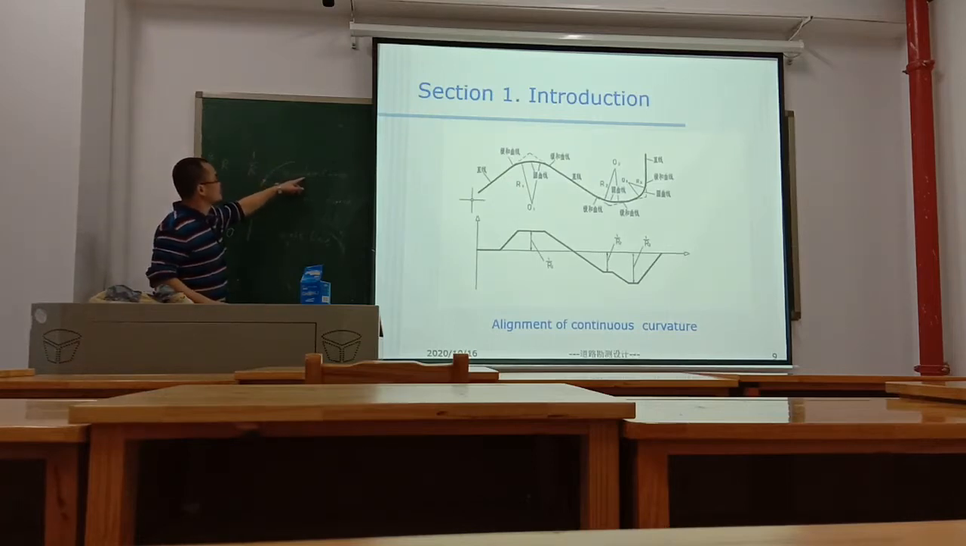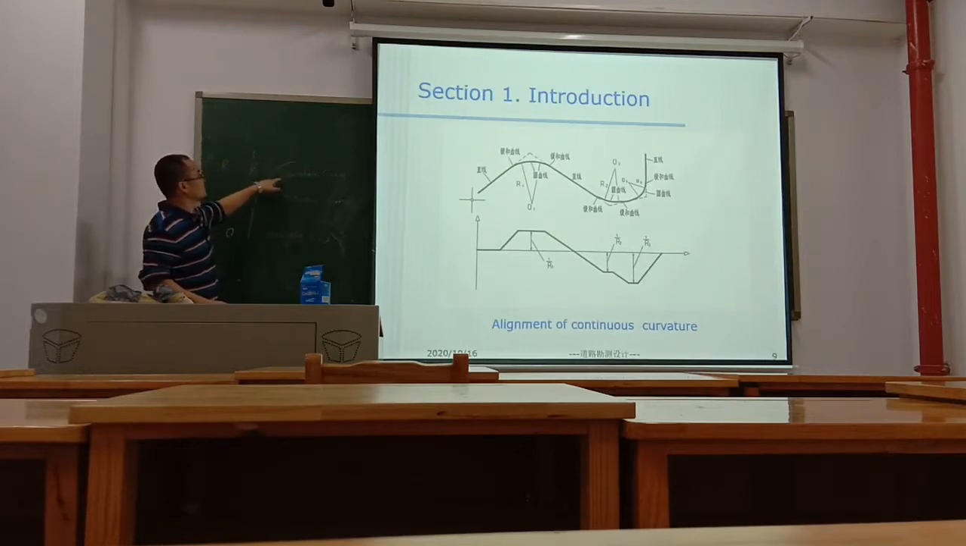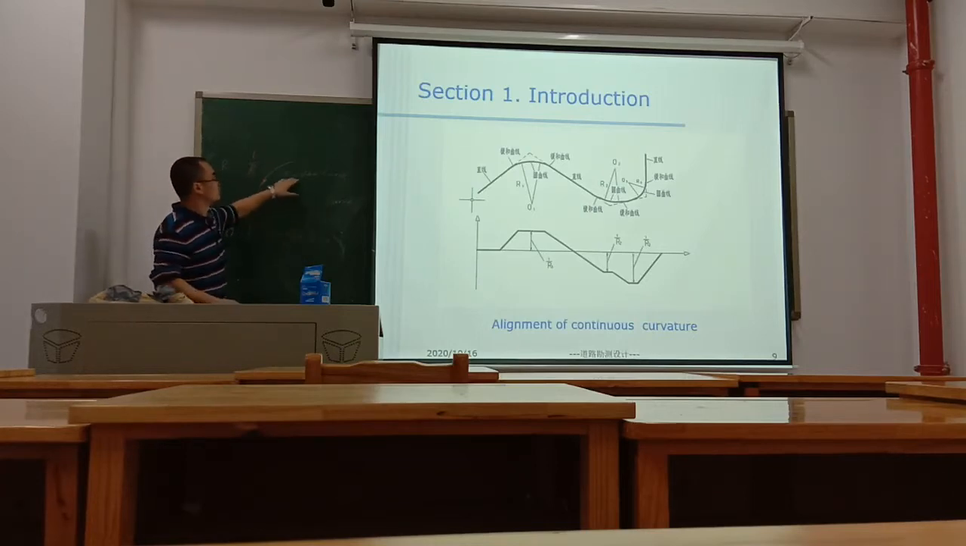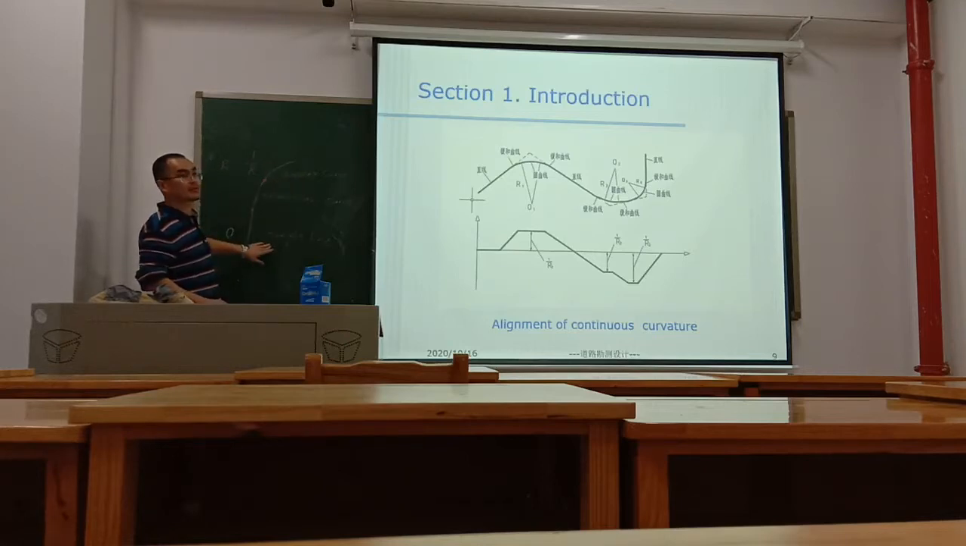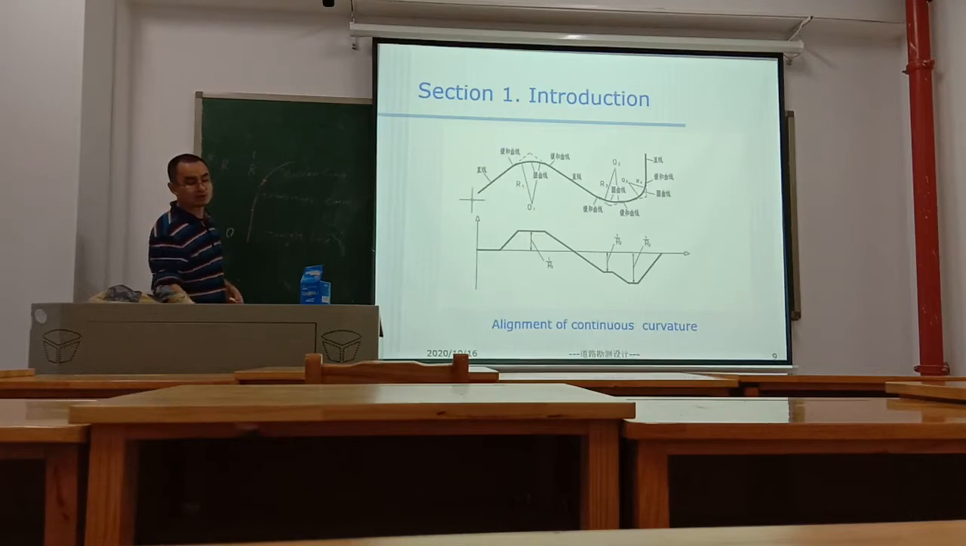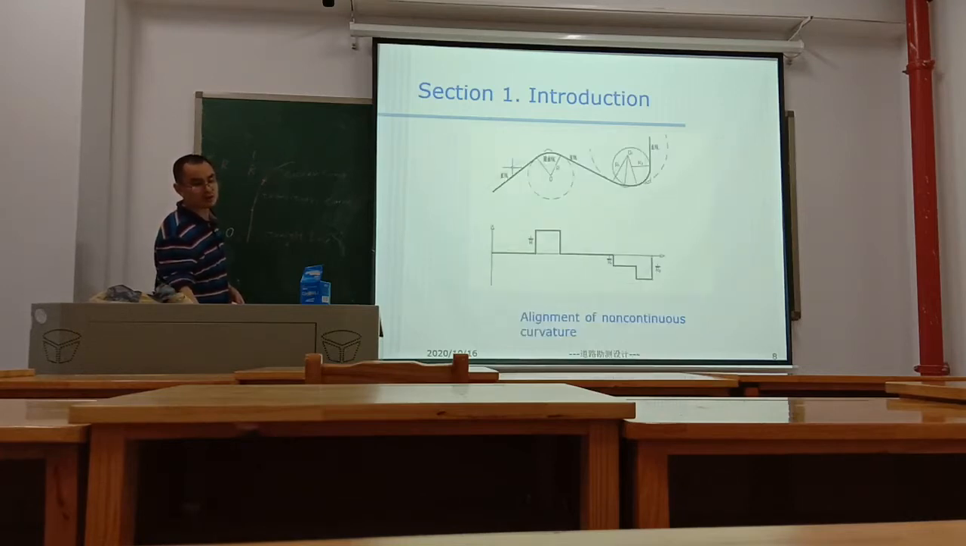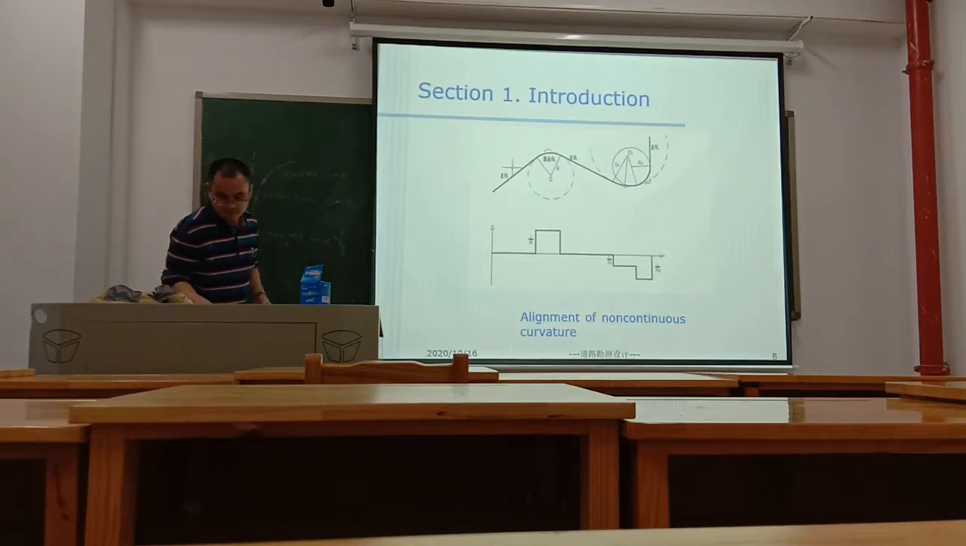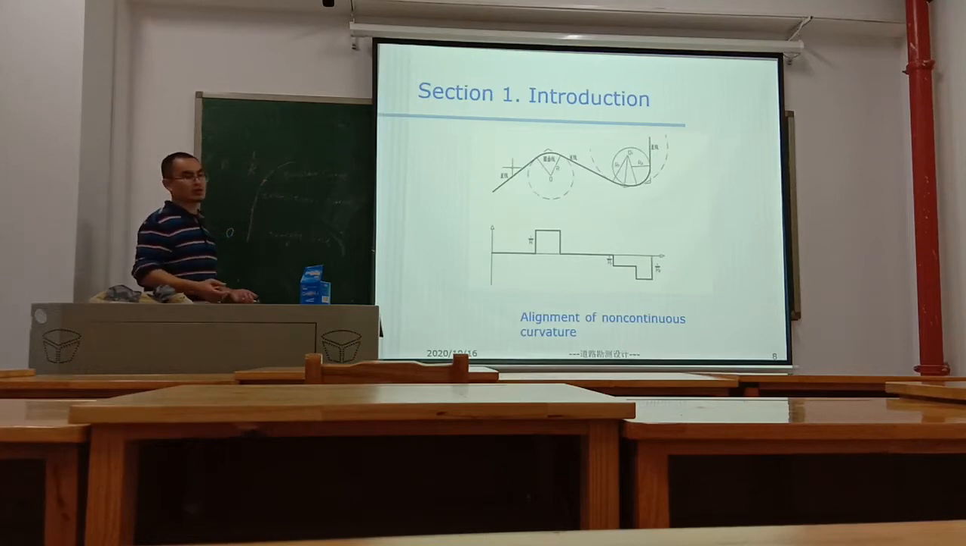The coverage of a circular curve is 1 divided by R. So if there is no transition curve between the circular curve and the straight line, the whole alignment is non-continuous coverage. So the transition curve is necessary.